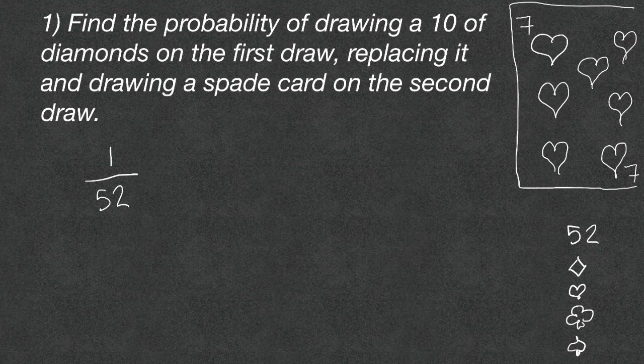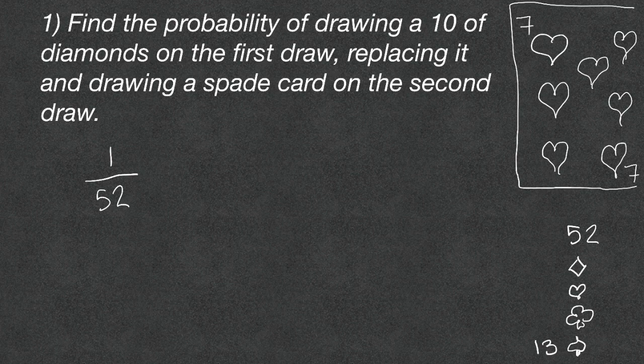Okay, so we replaced it, right? So we still have 52 cards. If we didn't replace it, this would be a different math equation. But we did replace it, and so we still have 52 cards. After replacing that 10 of diamonds, we have 52 cards. And there are 13 spades. Okay, 13 of those spades. And there's no specific spade that it's asking us to find, just drawing a spade.